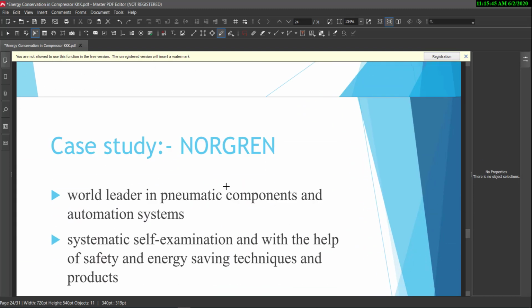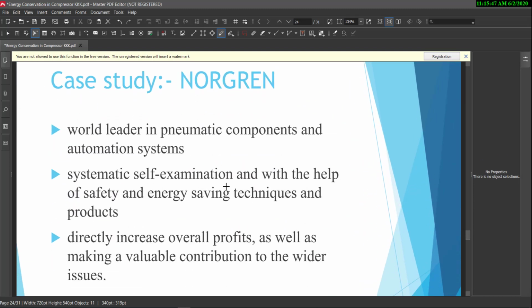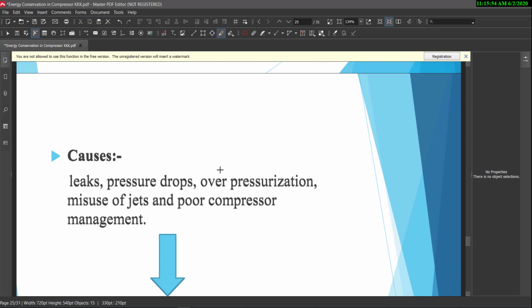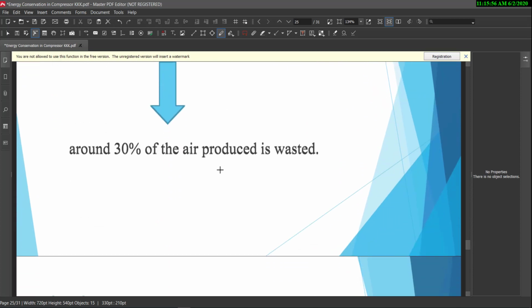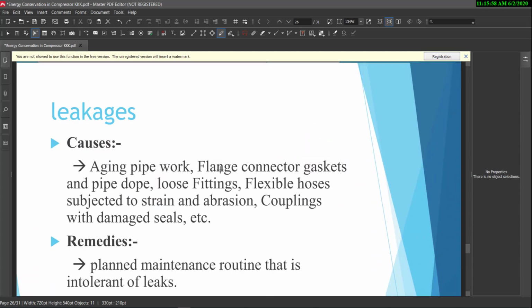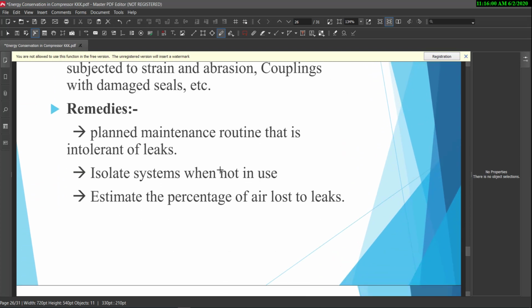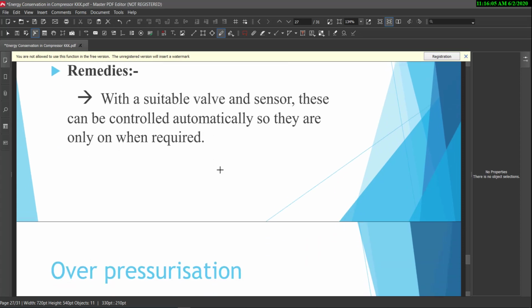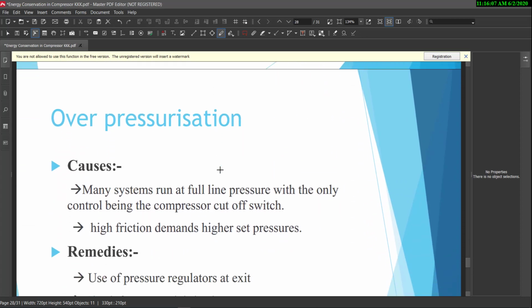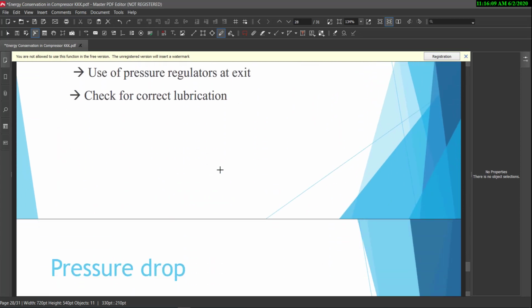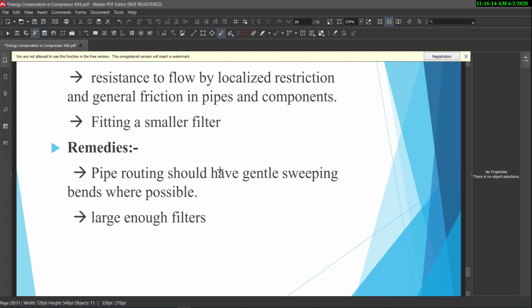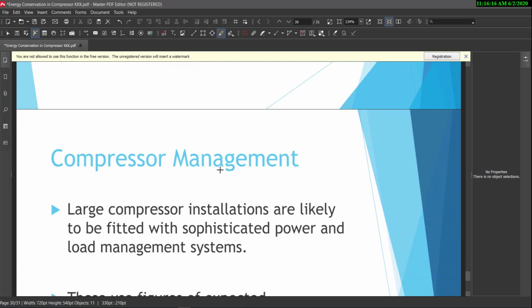Next, there are some case studies available. If you want, you can pause the video and read it. I'll just scroll through it. They have mentioned some causes, how the leakages are happening, and the misuse of jets. Causes and remedies are all given. If you want, you can pause the video and read it. Compressor management.